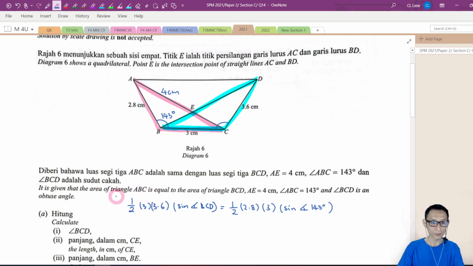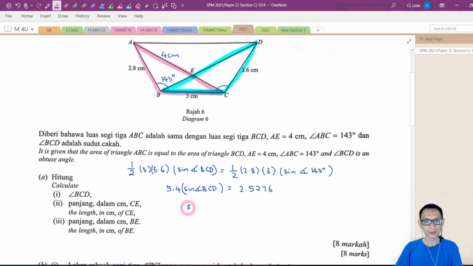Press 1/2 times 3 times 3.6, you will get 5.4. So 5.4 times sine angle BCD. Do the same thing for this part. You can just straight away press the whole thing and press equal: 1/2 times 2.8 times 3 times sine 143. So the answer here is 2.52. I take 4 decimal places.